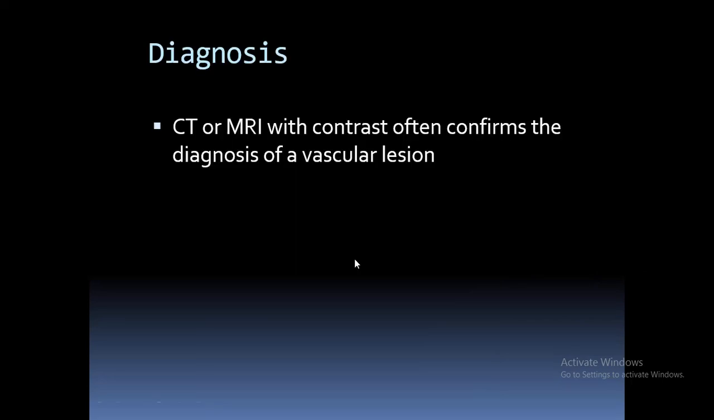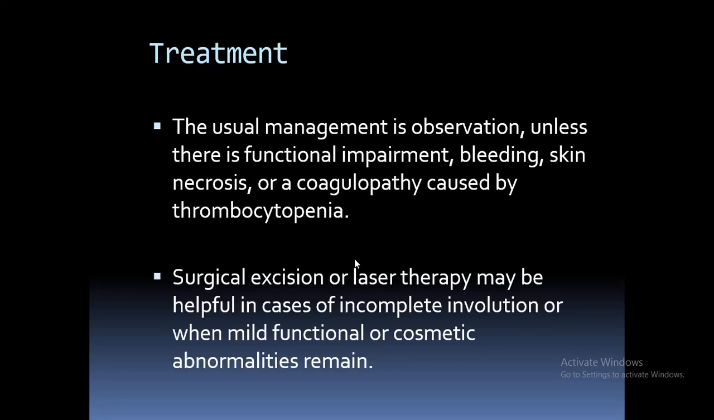CT or MRI with contrast often confirms the diagnosis of a vascular lesion, and usually the management is observation unless there is functional impairment, bleeding, skin necrosis, or coagulopathy causing thrombocytopenia. Surgical excision or laser therapy may be helpful in cases of incomplete involution or when mild functional or cosmetic abnormalities remain.